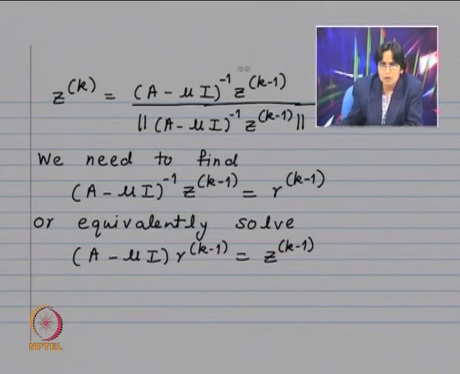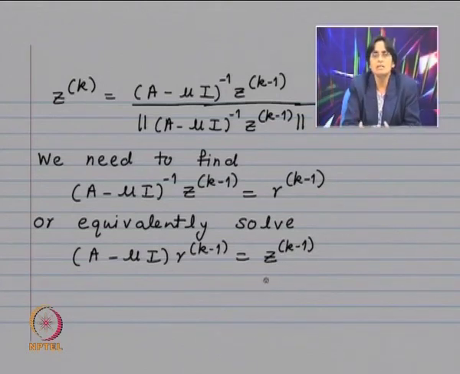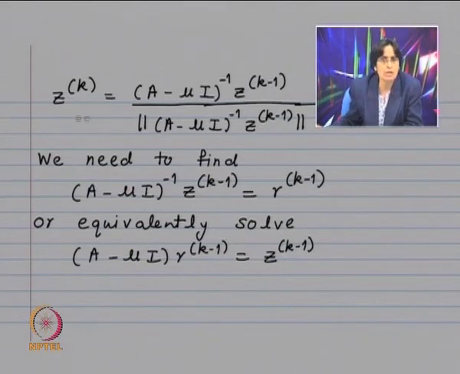So, this (A minus mu I) inverse z_{k-1} will be obtained by solving a system of linear equations. We want to calculate this, so I am denoting it by r_{k-1}. This r_{k-1} is going to be the solution of the system (A minus mu I) r_{k-1} equal to z_{k-1}. z_{k-1} is known, it comes from the iteration step. So, we need to calculate this r_{k-1} and then divide by its norm, so that you get the next iterate.